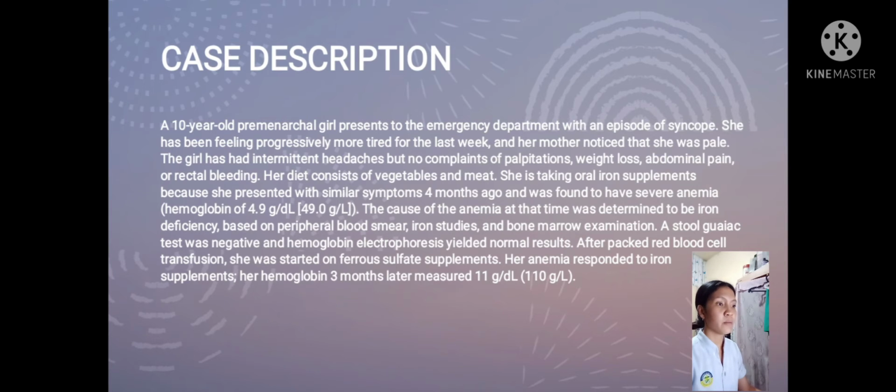The cause of the anemia at that time was determined to be iron deficiency based on peripheral blood smear, iron study, and bone marrow examination. A stool guaiac test was negative and hemoglobin electrophoresis yielded a normal result. After packed red blood cell transfusion, she was started on ferrous sulfate supplement. Her anemia responded to iron supplements. Her hemoglobin 3 months later measured as 11.